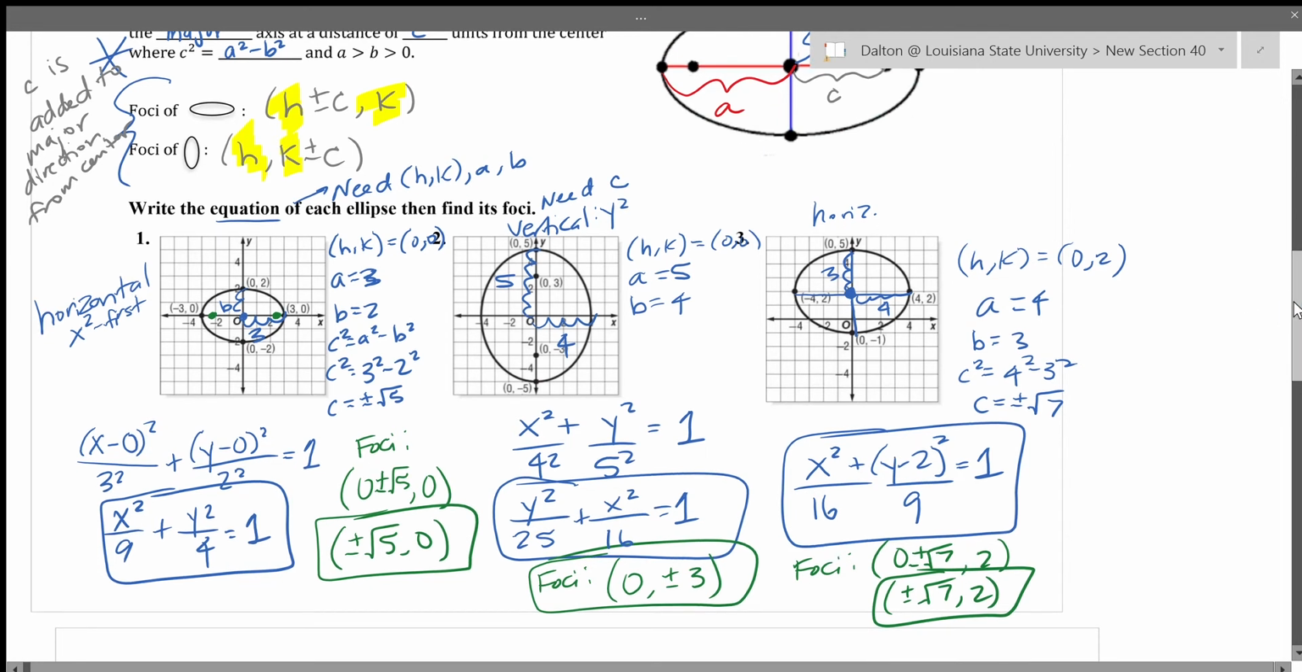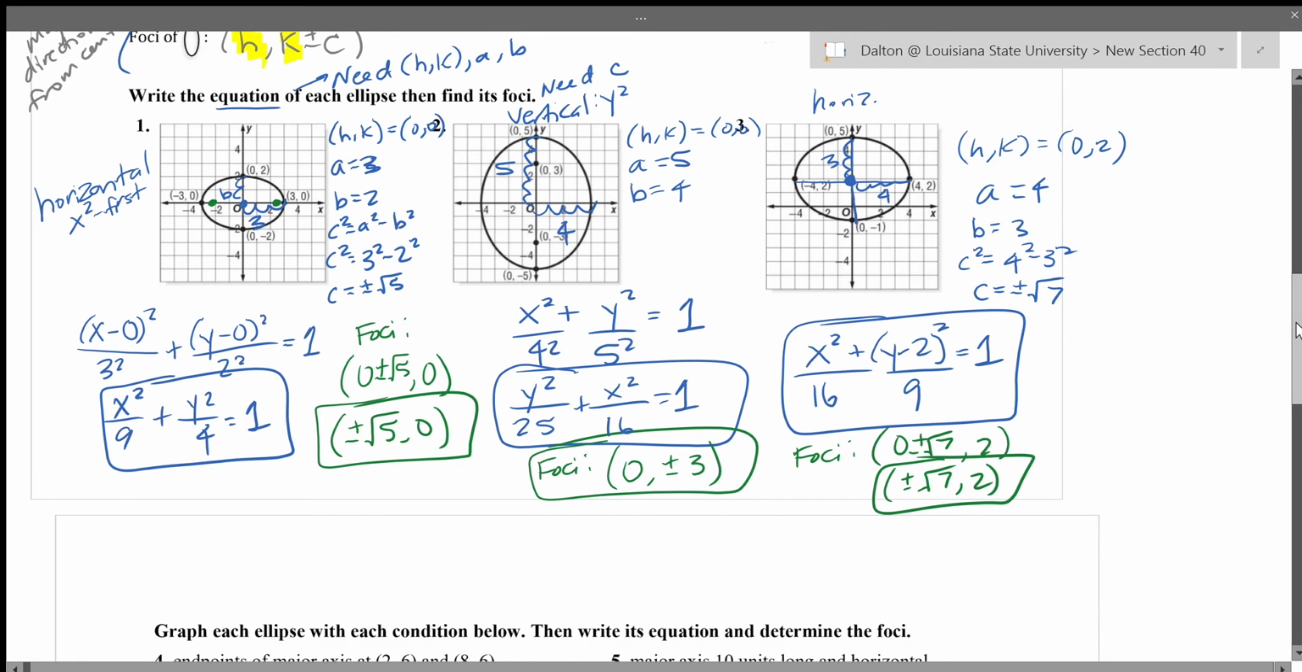Any questions so far on the front? Is all this kind of familiar to y'all? Hopefully, a little bit at least.